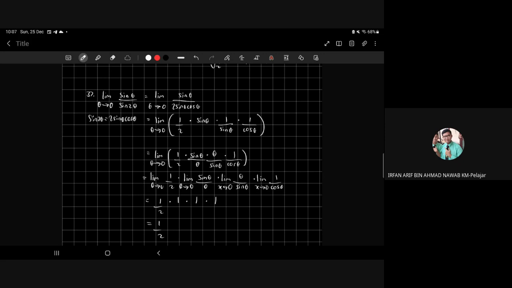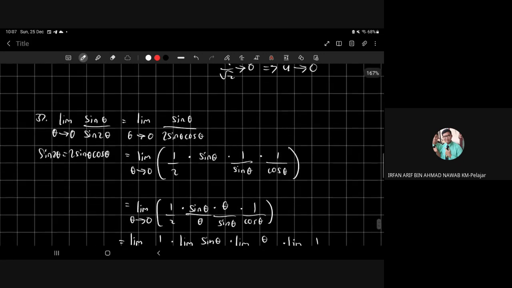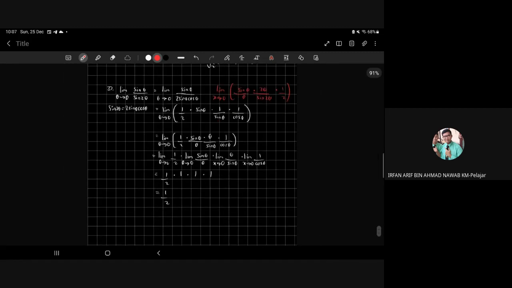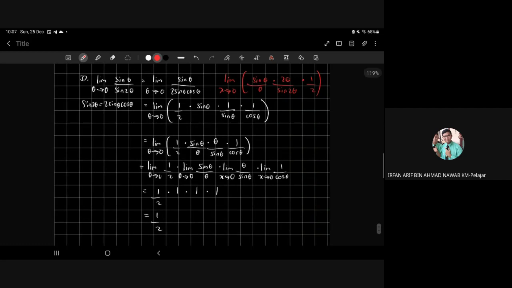But in the scheme, they want us to use sine 2 theta, but okay, no problem. Let's assume that you do not know this identity. So what you should do is this. Red color. This is the alternative. Limit as theta approaches 0, sine theta over theta times 2 theta over sine 2 theta times 1 over 2. That's the alternative, and this is true as well. It will give us a value of 1 over 2. So either way, both of them will give us the same value.